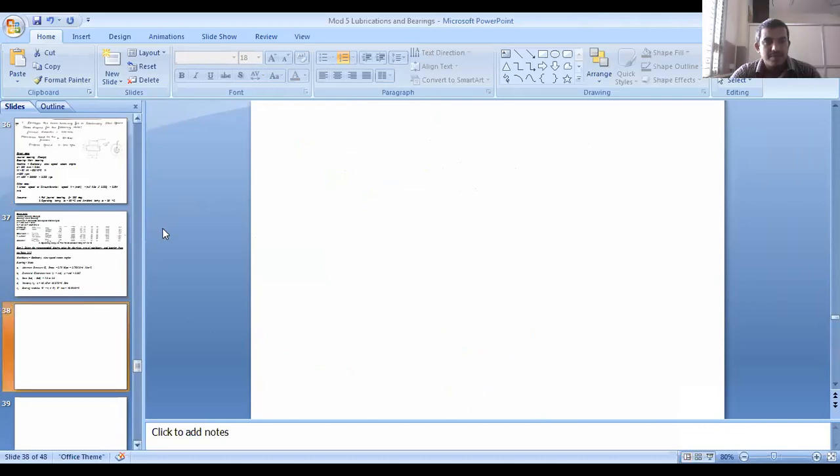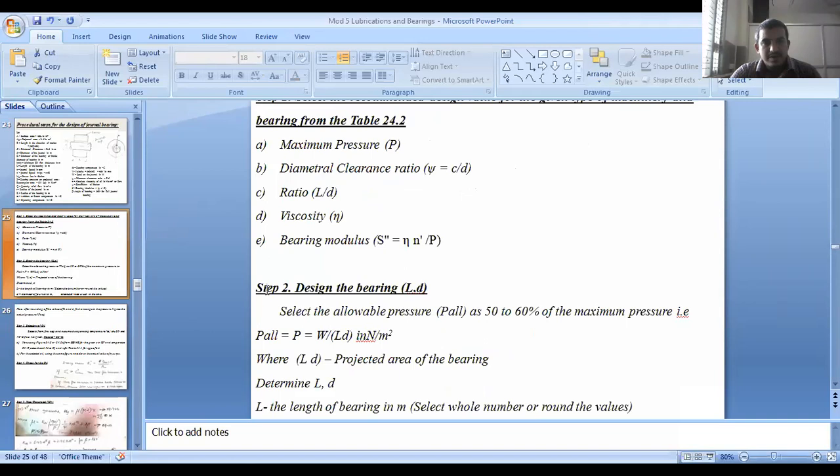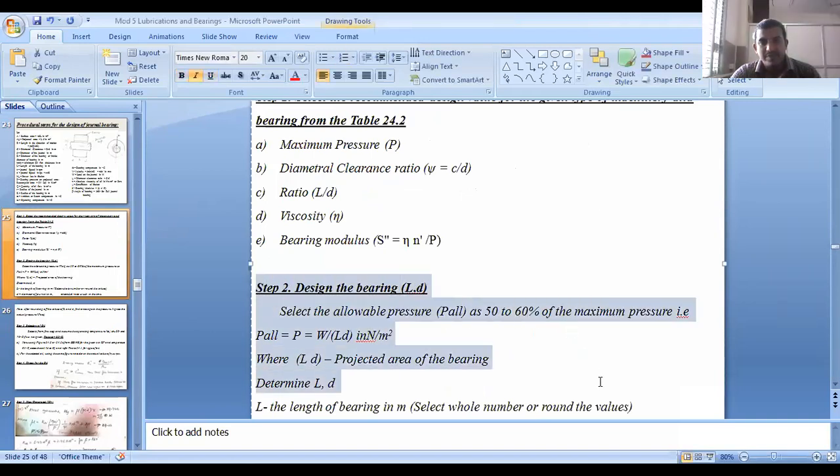For the second step, design the bearing, right? The second step is design the bearing.